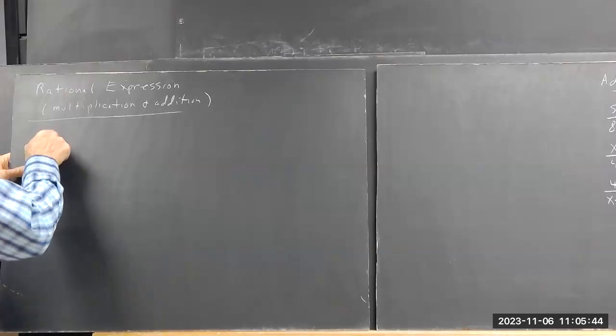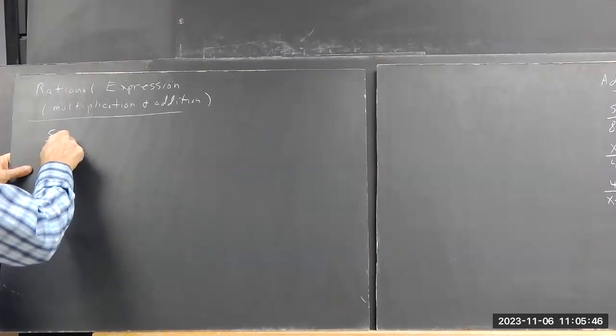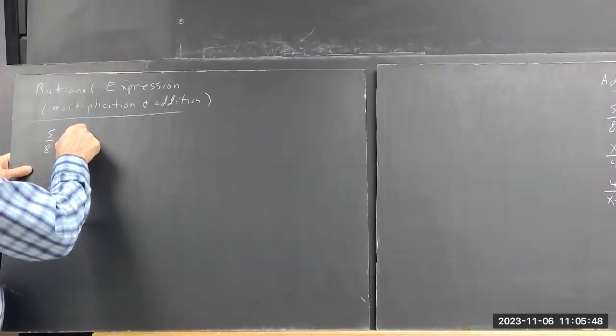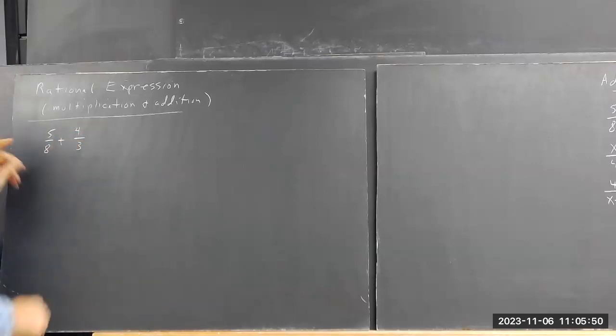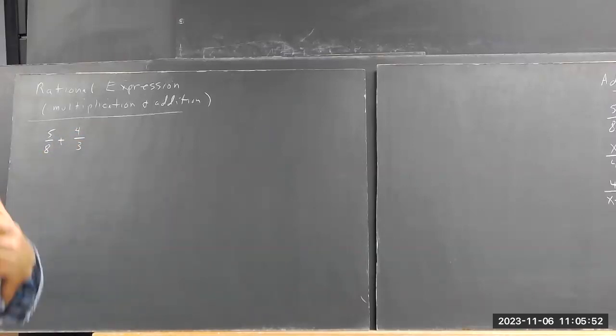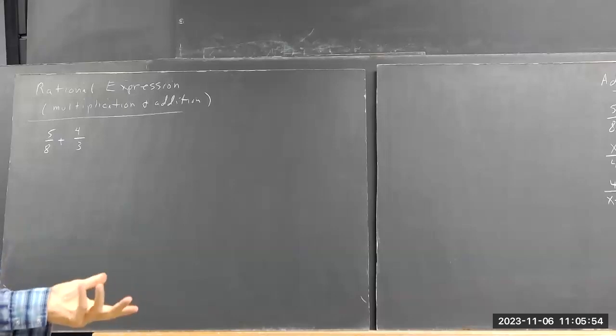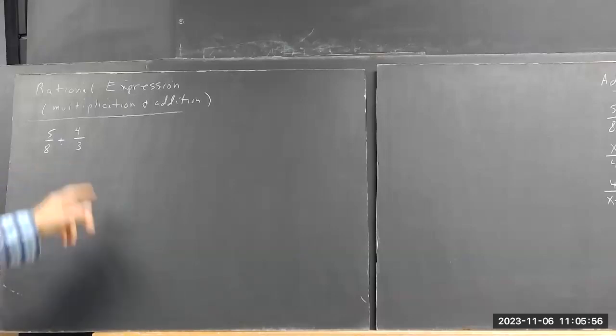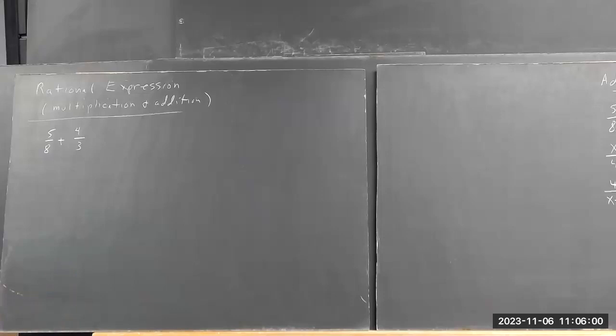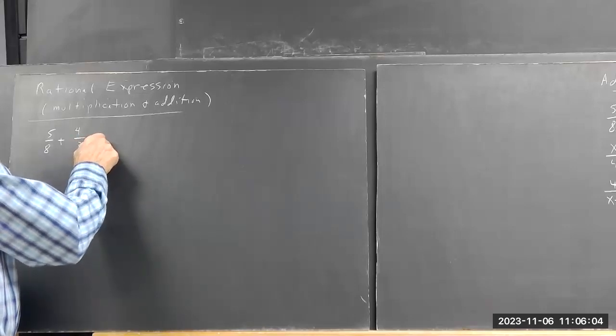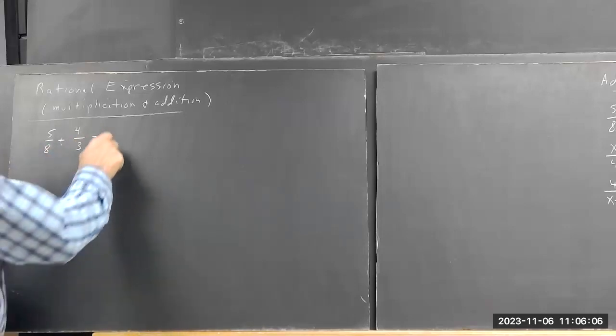Now, we started with the problem 5/8 plus 4/3. We want to add these. We can only add fractions if they have the same denominator, and these have different denominators. Okay, they have very different denominators. Now, in this case, what we can do is we can give both the same denominator.